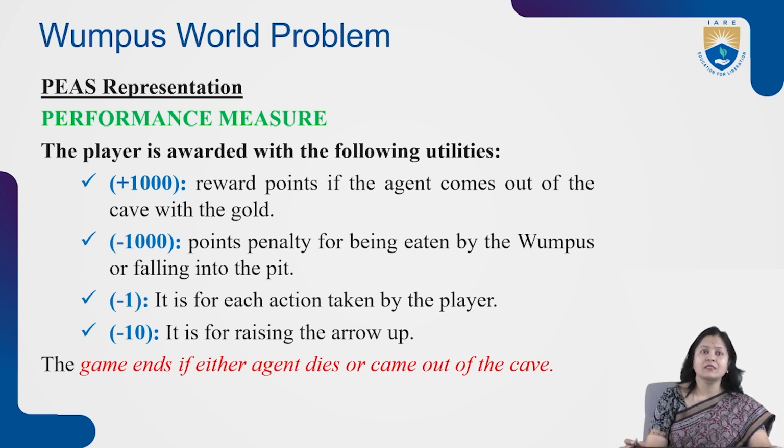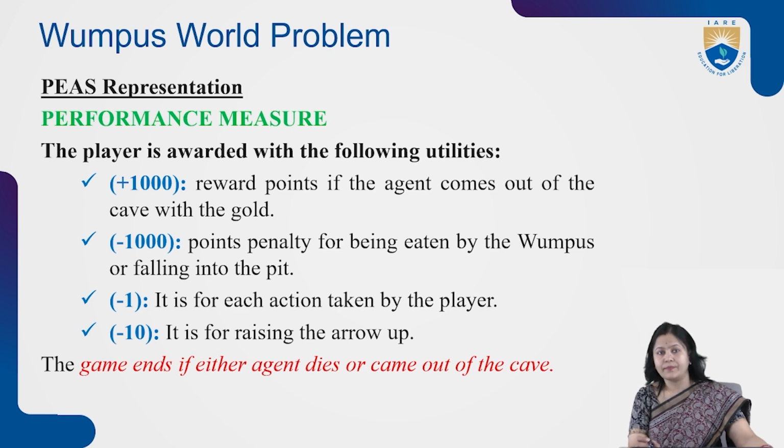First let me discuss the performance measure, whether the agent will be awarded or will get a penalty. So we'll check the performance of the agent. The player is awarded the following utilities. Plus 1000 points will be rewarded to the agent if he comes out of the cave with gold. Minus 1000 points penalty for being eaten by the Wumpus or falling into the pit. Minus 1 point for each action taken by the player. Minus 10 points for raising the arrow up.